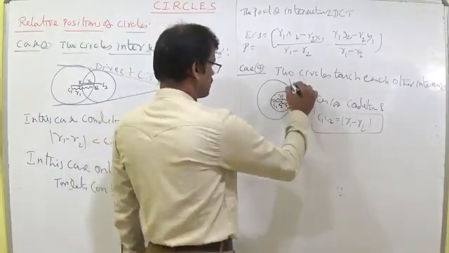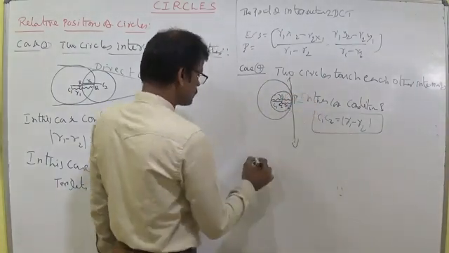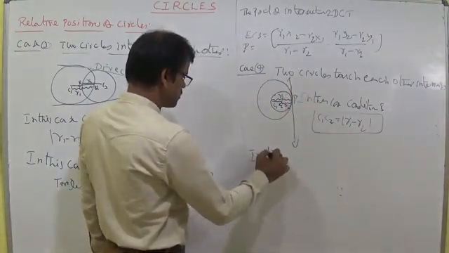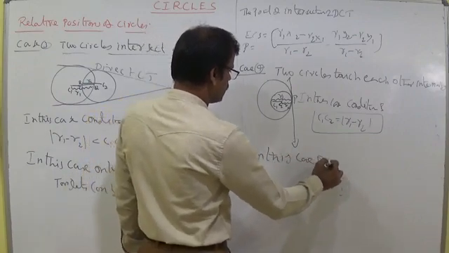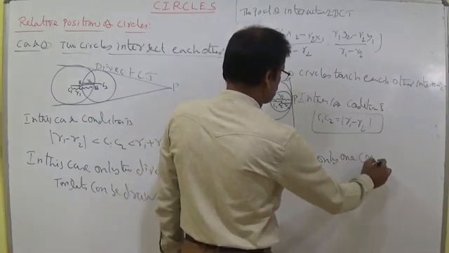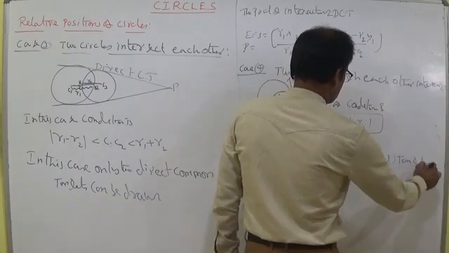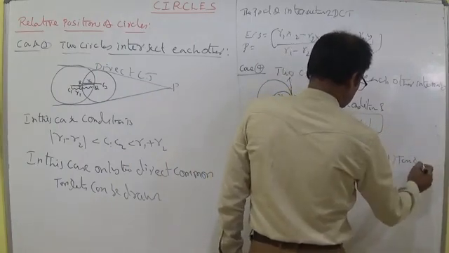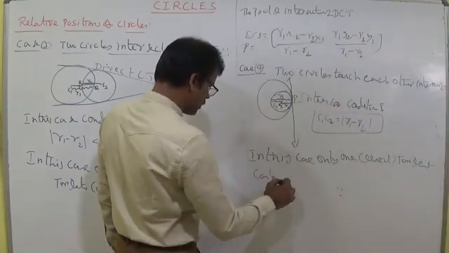Here draw a tangent, only one tangent. Put here P. In this case, only one general tangent can be drawn.